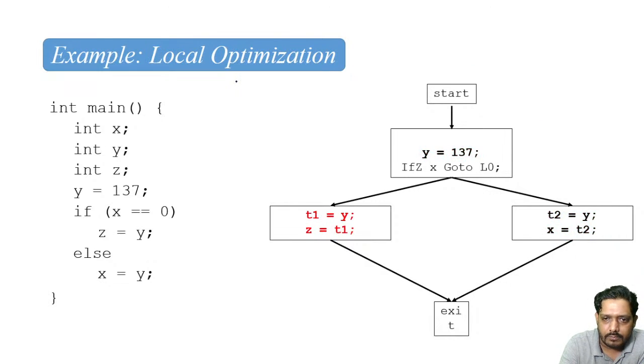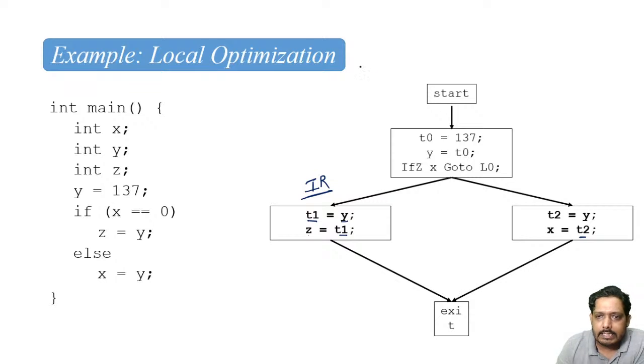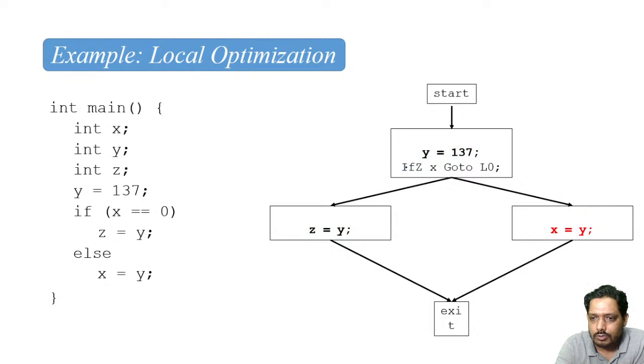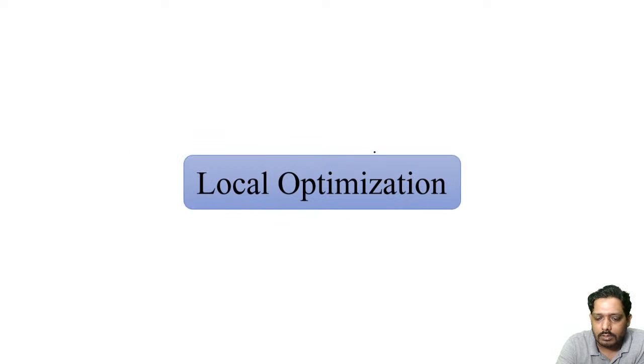Again, if you think I have done something very difficult, please look at this. These are the assignments that are happening: y is equal to 137, z is equal to y, x equal to y. Instead of using a temporary variable assigned to y and z to t1, we can use z is equal to y, and here also x equal to y, and y is equal to 137. Then we can propagate this copy, which is in a different block, 137 here and 137 here. Look at the local optimization.